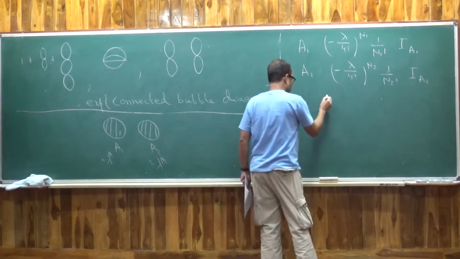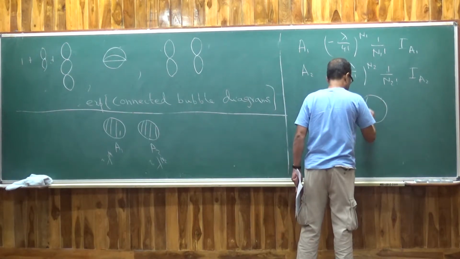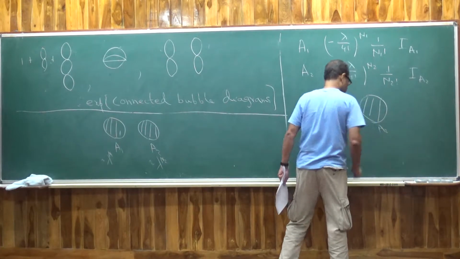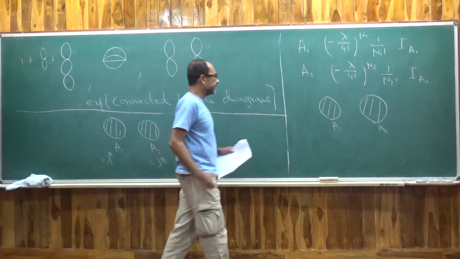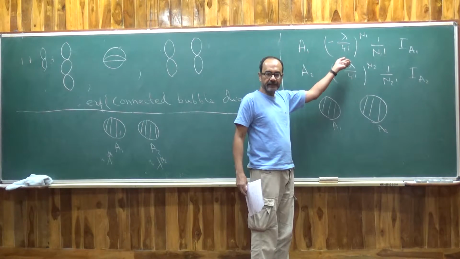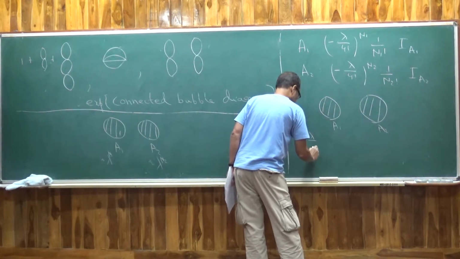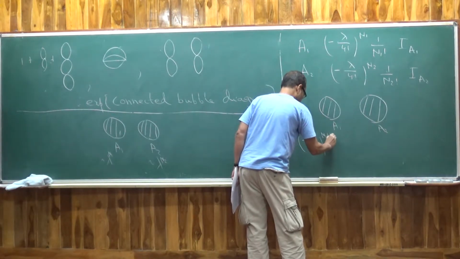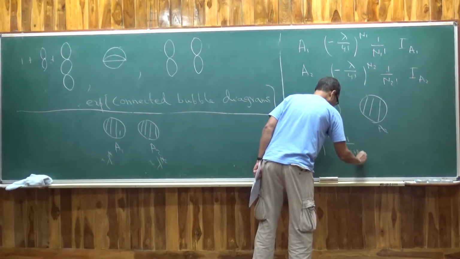Now let's see what the contribution from the combined diagram A1 A2 will be. This uses n1 plus n2 vertices, so it will have a term of the form lambda over 4 factorial to the power n1 plus n2, times 1 over n1 plus n2 factorial.